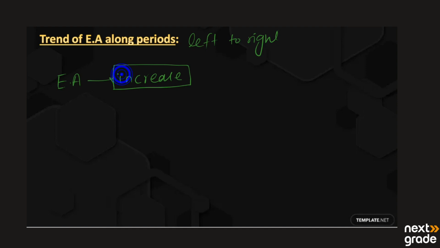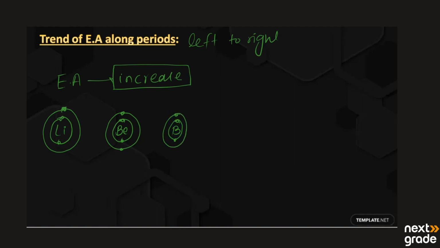The reason is that when we move from left to right, for example, we have lithium, whose first shell has two electrons and the second shell has one electron. After that, we have beryllium, whose first shell has 2 electrons and the second shell has 2 electrons. After that, we have boron: first shell 2 electrons, second shell 3 electrons. After boron we have carbon. The first shell has 2 and the second shell has a total of 4 electrons.